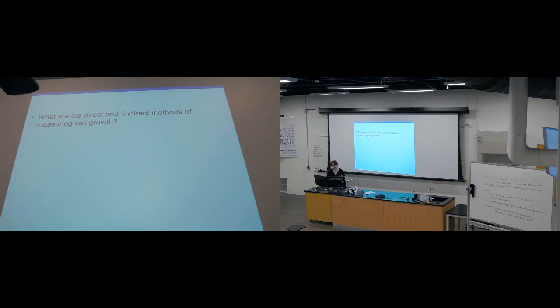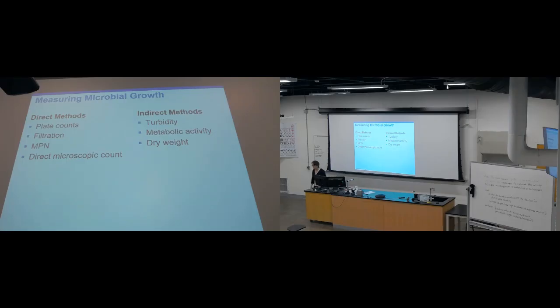Now let's look at how we count the growth of bacteria. We have two major ways to do it: by direct methods and by indirect methods. So we have direct methods: plate counts, filtration, most probable number, in which I leave you some information in there, and direct microscopic count. Indirect methods will be measurement of turbidity, metabolic activity, and dry weight.